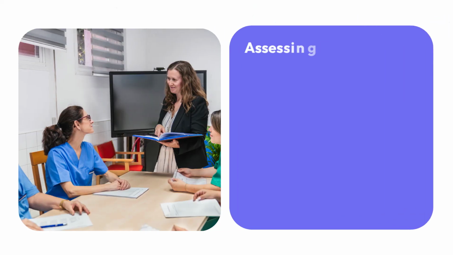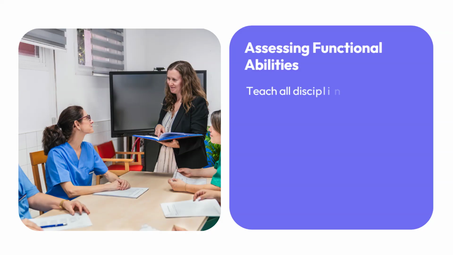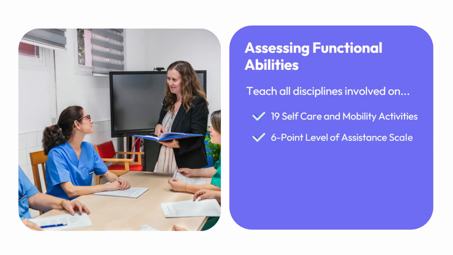Before assessing the resident's functional abilities, it's important to familiarize yourself, staff, and any other disciplines that will be involved in the documentation process on the 19 different self-care and mobility activities that are included in this section, in addition to the 6-point level of assistance scale and the 4 activity not completed options.